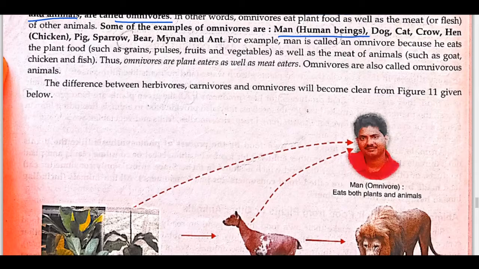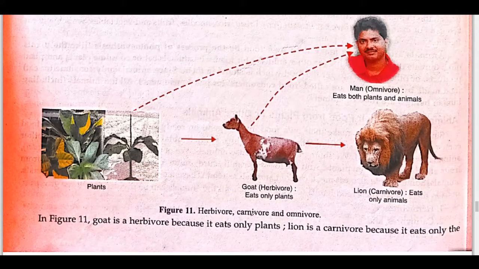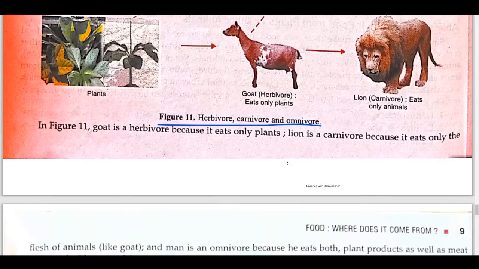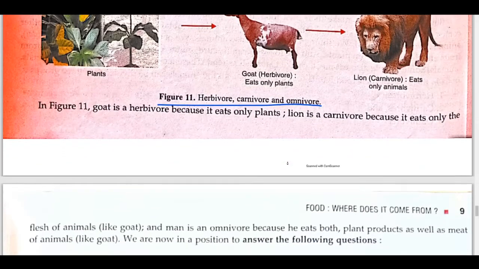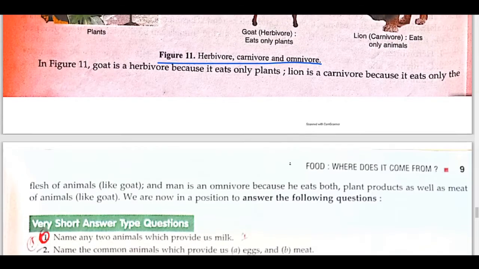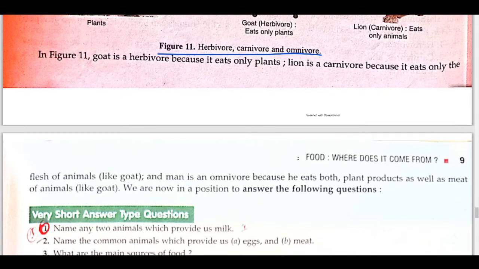And you can see here, right? The example is also given here. How plants are eaten by goat and goat eats plants, then a lion eats goat, right? And man eats goat plus plants. So this is the best explanation of all the three categories, that is herbivorous, carnivorous and omnivorous. I hope you all understood. Thank you.